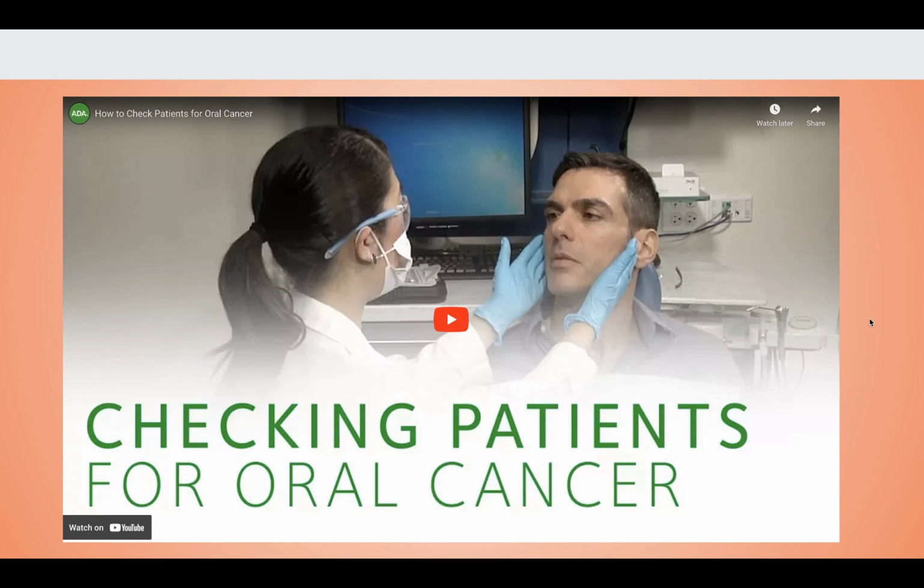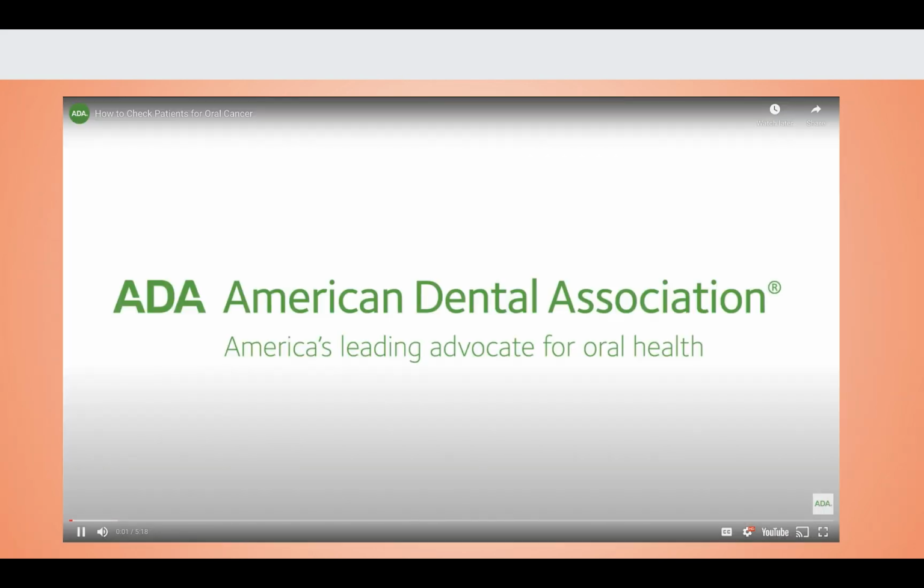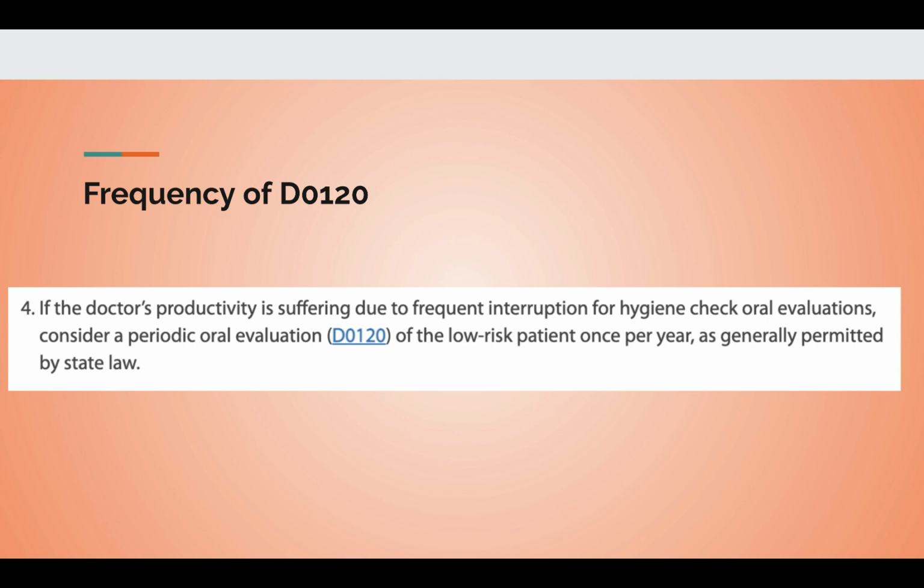So here I inserted a how to do an oral cancer evaluation through the ADA. This is extremely thorough. I can't say whether or not we should be spending 5 minutes doing an oral cancer evaluation every single time. With that said, all of the doctors are trained on what this is, and this information is available to you. And I'll let everybody decide how they're going to go about doing it. The point is it should be done, and it should be done well. All right, so the frequency of D120, we went over that.